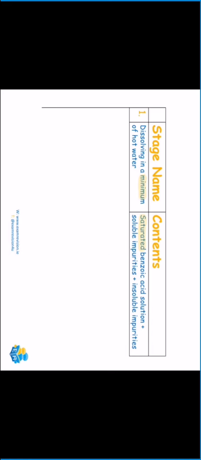Step 2 is hot filtration, and the first thing that's important to know here is that the hot filtration is gravity filtration. So in our filter paper, what we collect is the insoluble impurities, and in our conical flask, what flows down through the filter paper is benzoic acid and our soluble impurities. We want hot filtration here because we do not want our benzoic acid crystals to crystallize in our filter paper.